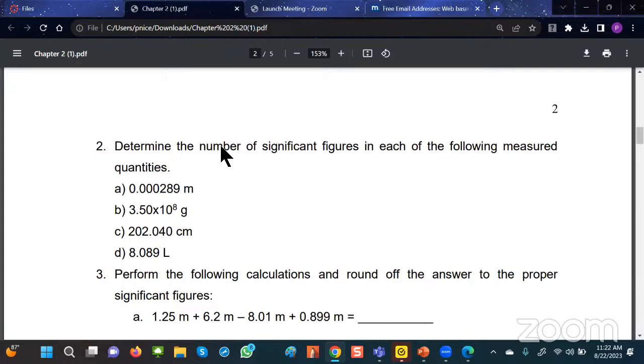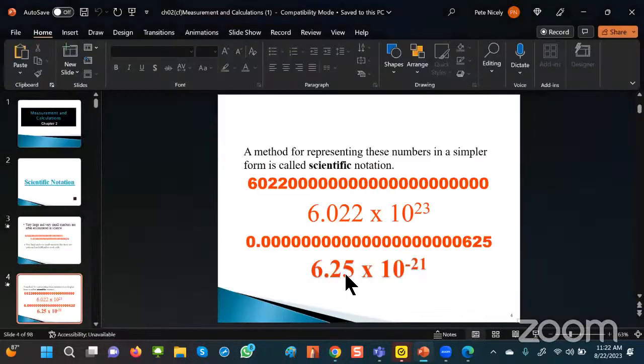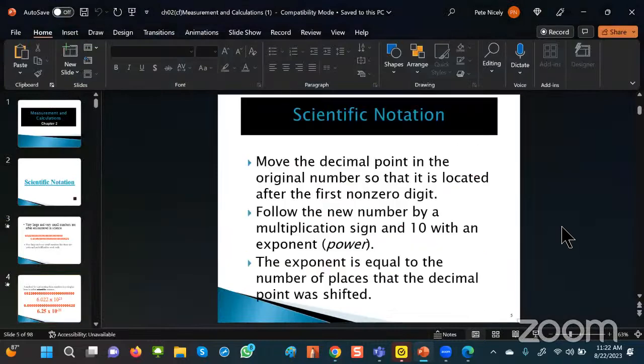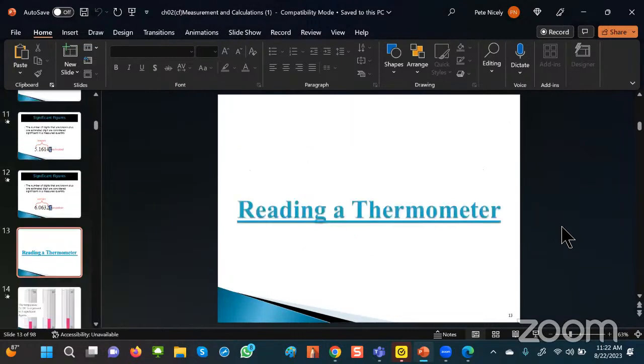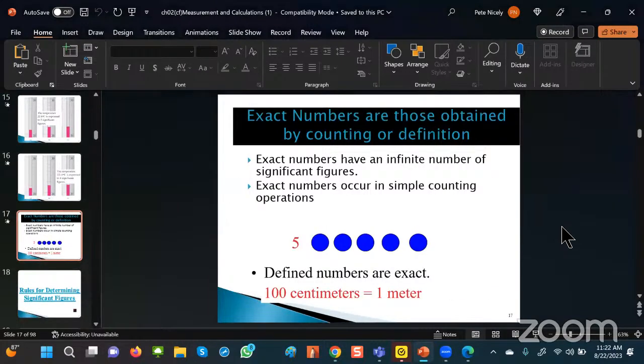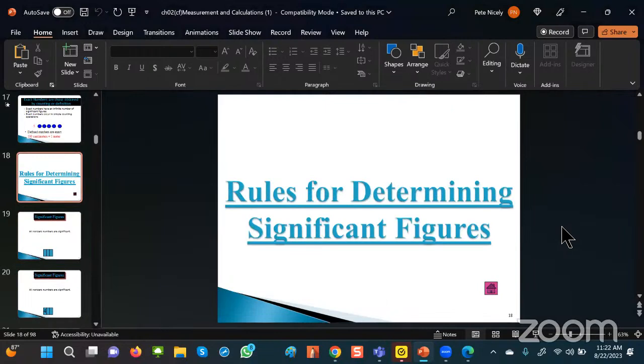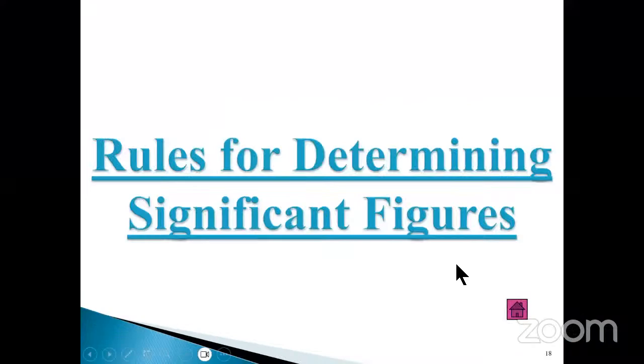Now, just to refresh your memory, just in case you have forgotten what you have watched in the videos, I'm just going to quickly go through the rules. Let's say you're given a question, and the question has some measured values in it. Based on the information provided, you can tell the number of significant figures. So I'm just going to quickly go through the rules so that we're all on the same page. These are the rules for determining the significant figures in a measured value.